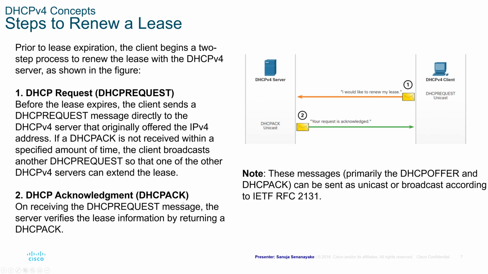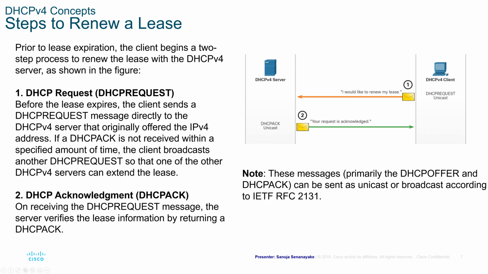The DHCP acknowledge message, which is sent from the DHCP server, is a response to the DHCP request message and verifies the lease information to the client that requested it. Please note, these messages, mostly the DHCP offer and DHCP acknowledgement, can be sent as unicast or broadcast as per IETF standard RFC 2131. You don't need to know this specific standard per se for your exams and labs, but you should know that the DHCP offer and DHCP acknowledgement can be either unicast or broadcast.